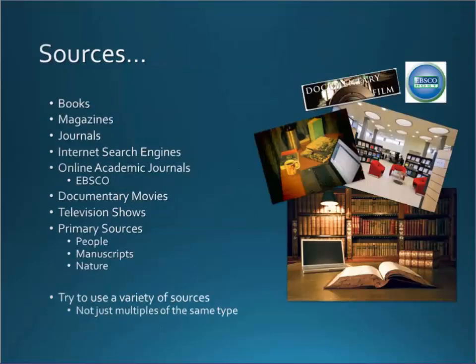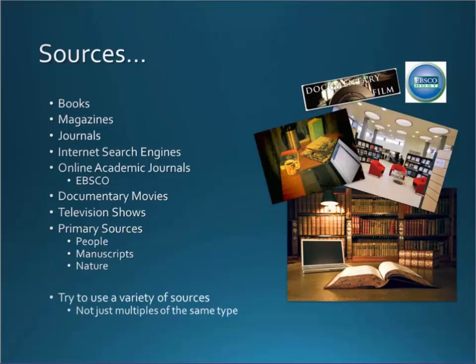So just a review of sources. Last week we looked at books, magazines, journals, internet search engines, online academic journals. I did add one little piece here called EBSCO. It is something used by a lot of schools and universities to access the academic journals, and we do have access to this on School District 91's website. So you can use the search engine to look through academic journals. There's documentary movies, television shows, primary sources.